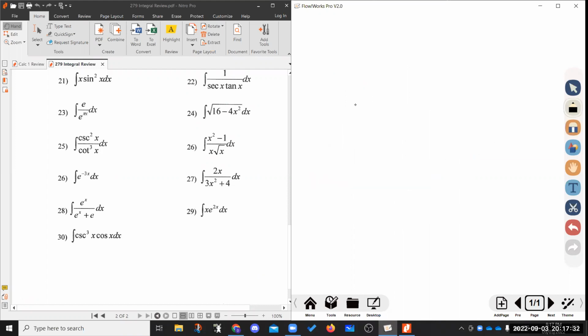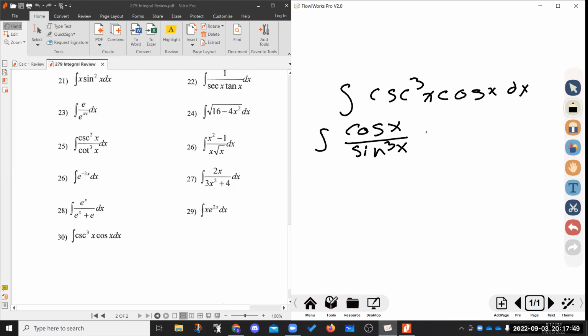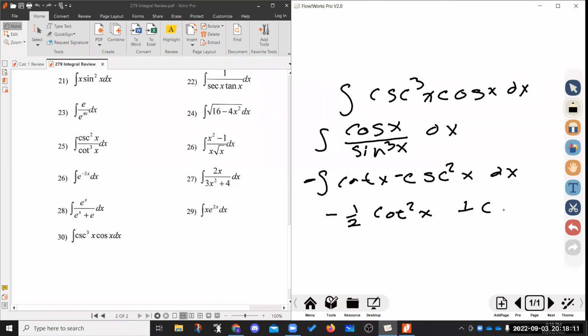Number 30, integral cosecant cubed x cosine of x dx. Cosecant is the reciprocal of sine. So this is cosine of x over sine cubed of x dx. That might help me here. This is cotangent of x times cosecant squared x dx. Yes. So the derivative of cotangent is negative cosecant squared. So I'm going to do that. This is going to be a negative 1/2 cotangent squared x plus c.